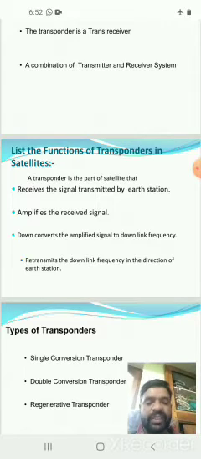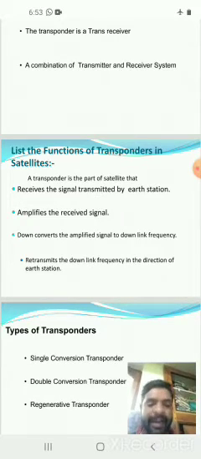Here, first the receiver section in the transponder receives the signal from the earth station. The signal received from the earth station is called the uplink signal. These uplink signals are received by the receiver antenna, which is given to the receiver section. The receiver receives the signals of uplink frequency, and these signals are amplified, processed, and channel allocated. This total process is done after the amplification and processing of the received signals.